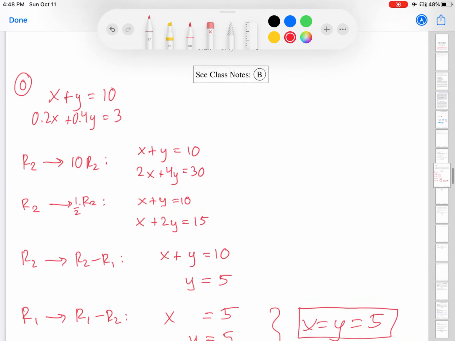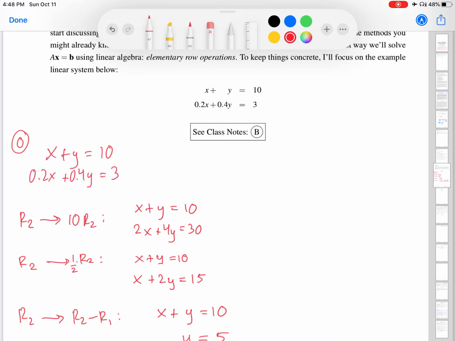And if you're in doubt, you could always go back and take that solution and substitute it in here. Make sure it satisfies it. Certainly 5 plus 5 is 10. 5 times 0.2 is 1. 5 times 0.4 is 2. And 1 plus 2 is 3. So indeed that satisfies that equation as well. So we have found the solution to the system.